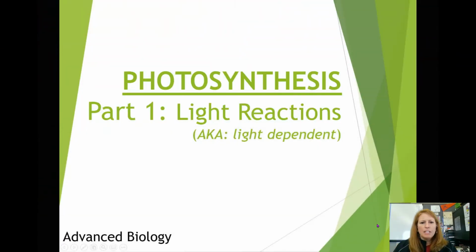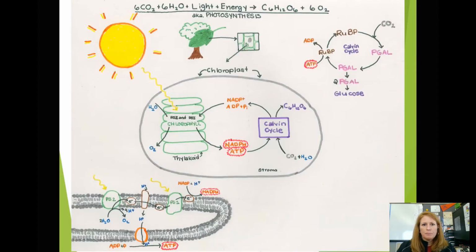Our second video is going to be focusing on the first part of photosynthesis, which is light reactions. You may also hear it called light dependent, which means it needs light in order to operate or run. Let's just jump right into this. So this diagram has a lot going on.